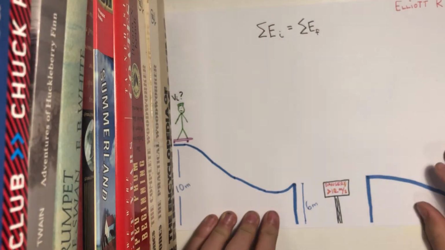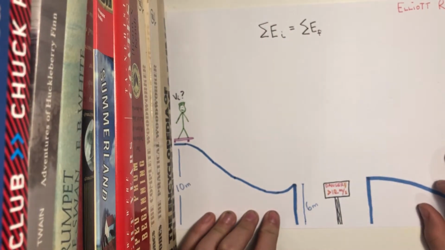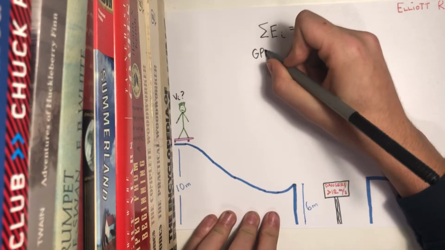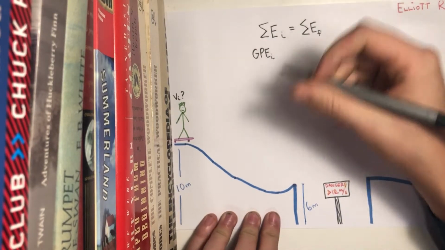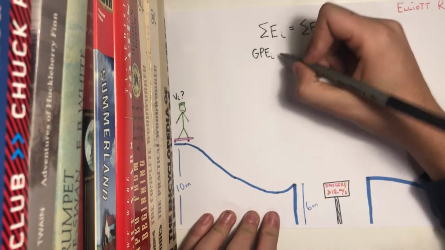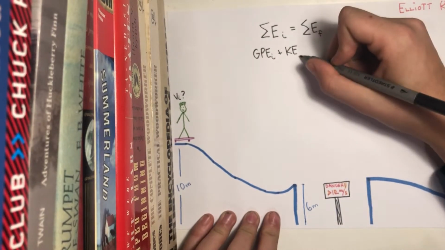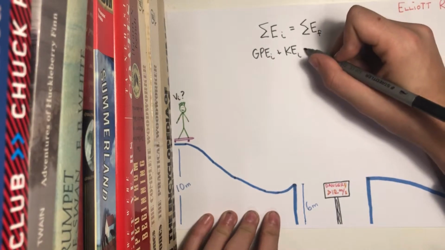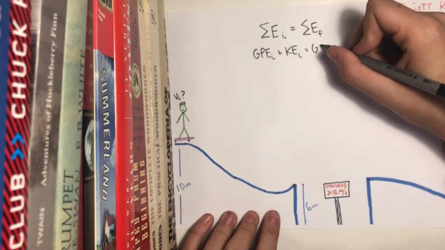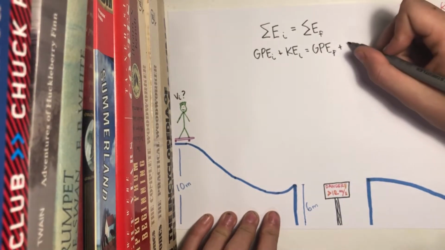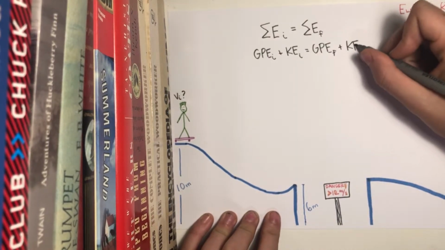And in this problem, the two types of energy that we're dealing with are our gravitational potential energy and kinetic energy. So if we split up the sum of our energy, we have the gravitational potential energy in the beginning, which deals with how high James is off the ground, plus the kinetic energy of James in the beginning, which is how fast he might be moving, is equal to the gravitational potential energy of James at the end, plus the kinetic energy of James at the end.